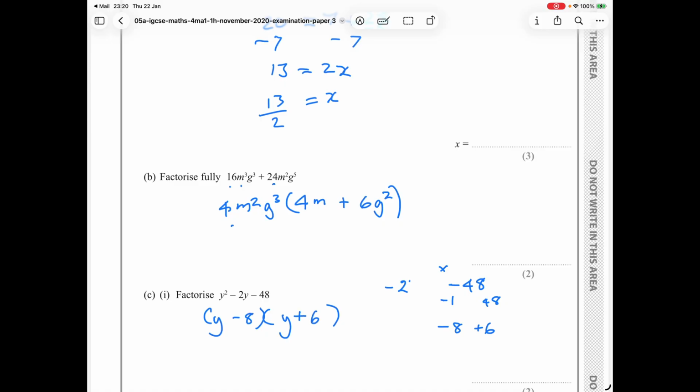So literally, that's what you need to do. If you don't know how to do this, just take that number there and go this times this equals minus 48. Then take the number here and go this plus this equals minus 2. And when those both work, you've got the answer. But anyway, that is the answer.